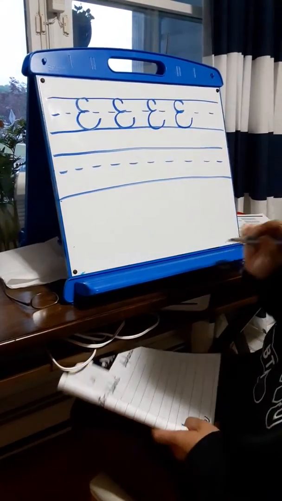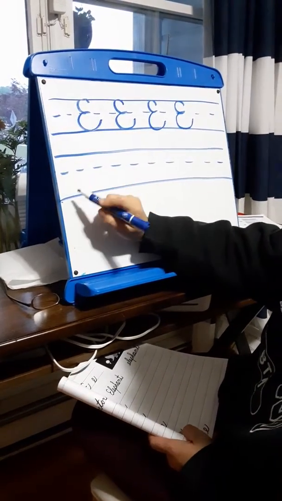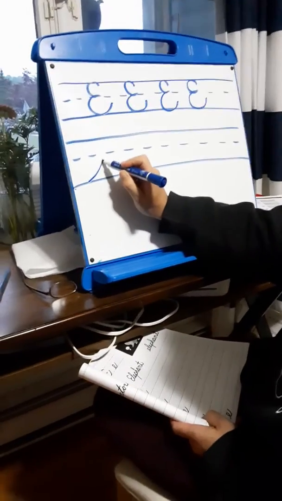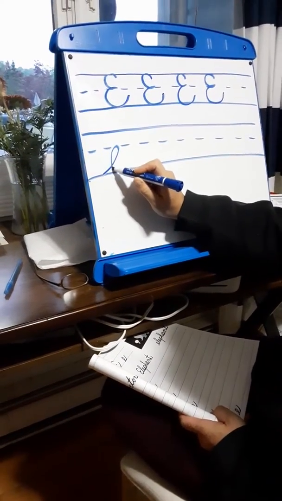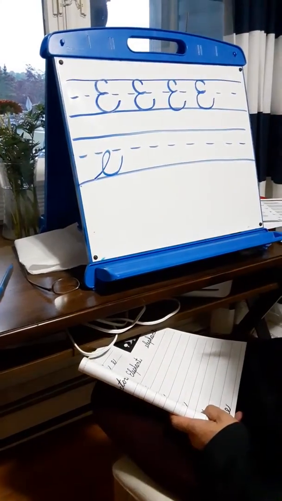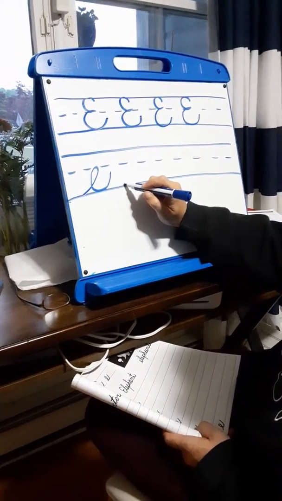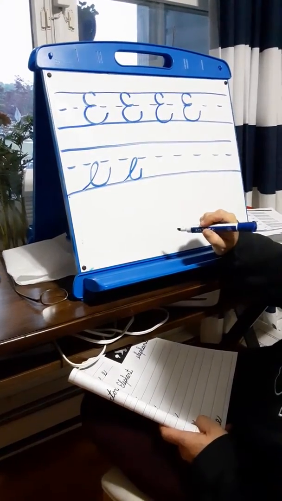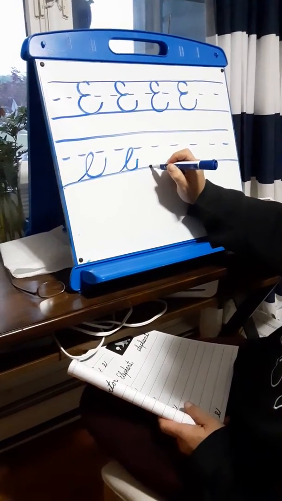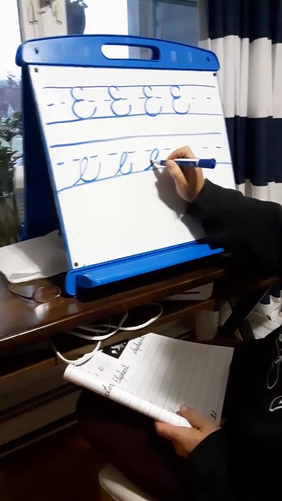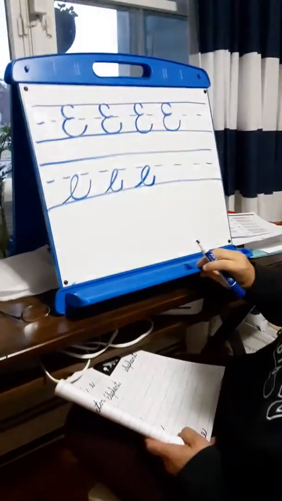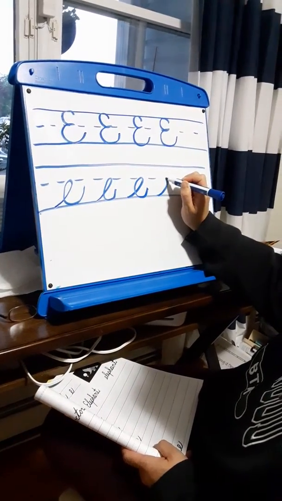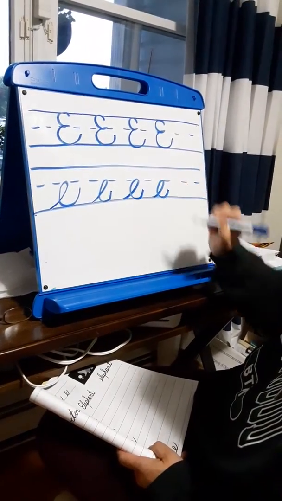Now we'll do lowercase e. Lowercase e starts on the bottom line, and we're going to go up to the dotted line. We're going to make a loop. We're going to come back around to the bottom line, and then loop back up again. So we start on the bottom line, we go up to the dotted line, loop around, back down to the bottom line, and back up. Start on the bottom line, go up to the dotted line, loop around, and back up. One more, we're going to start on the bottom line, loop up to the dotted line, back around, and up.